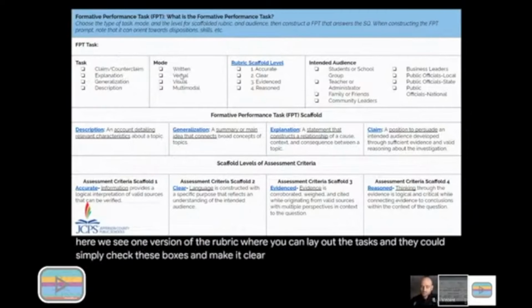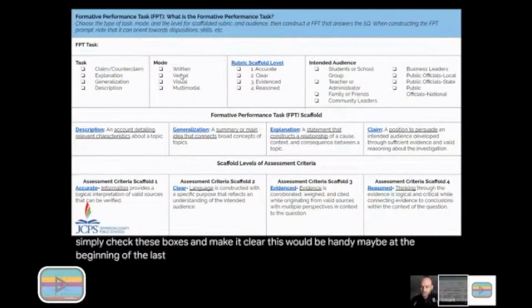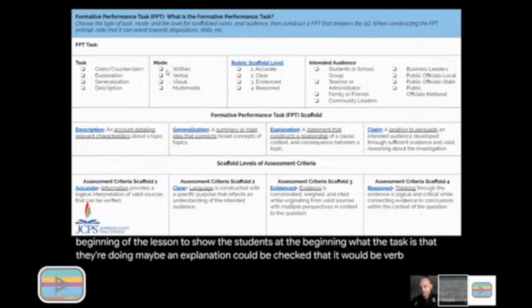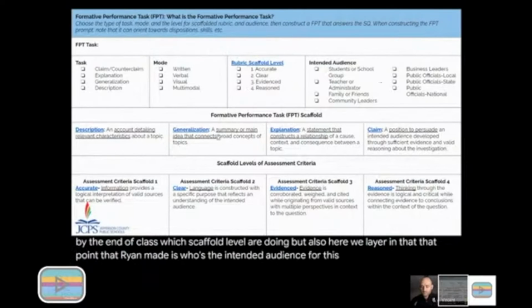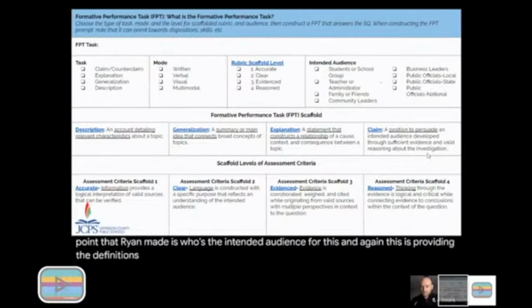This will be handy maybe at the beginning of the lesson to show the students what the task is that they're doing. Maybe an explanation could be checked, that it would be verbal or written by the end of class, which scaffold level they're doing. But also here we layer in that point that Ryan made: who's the intended audience for this? Again, this is providing the definition for the task along with the assessment criteria.